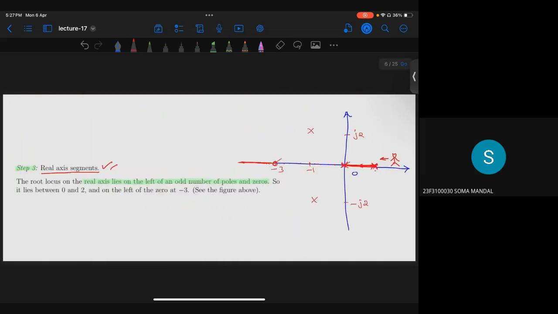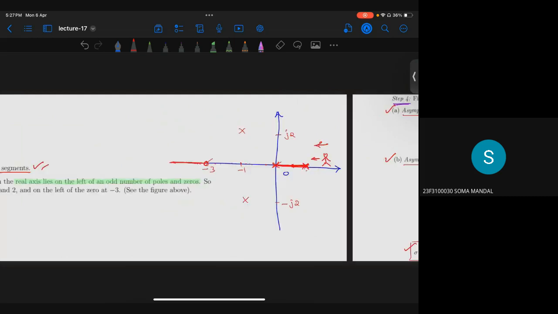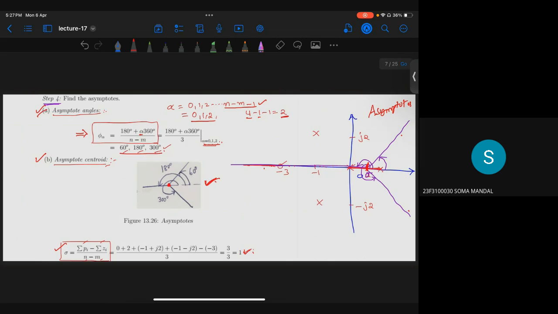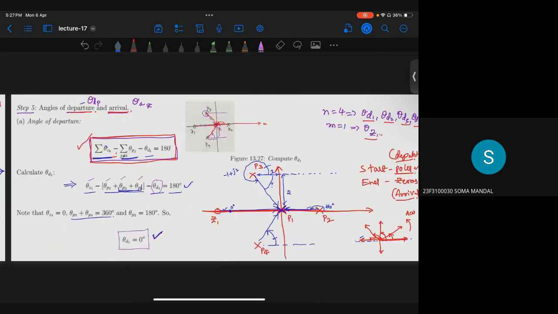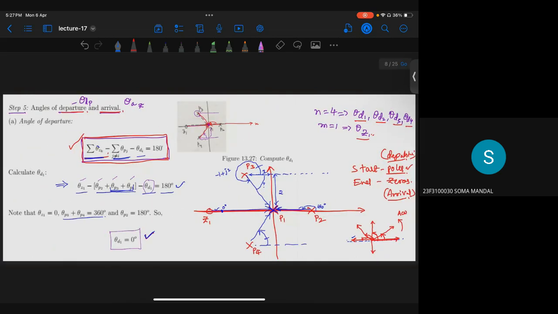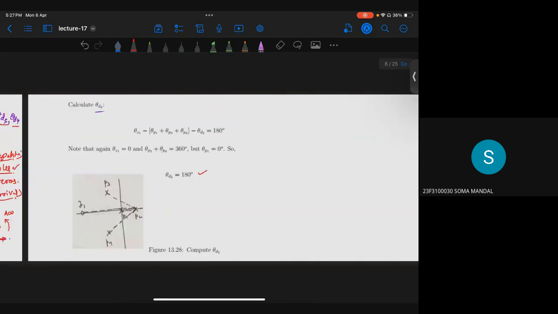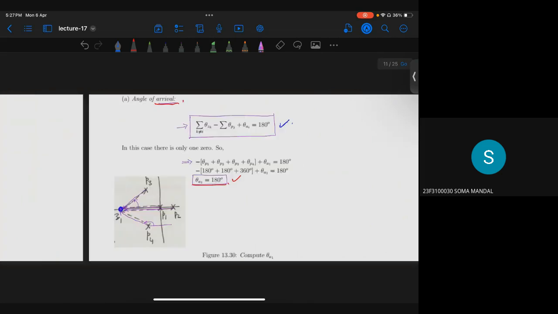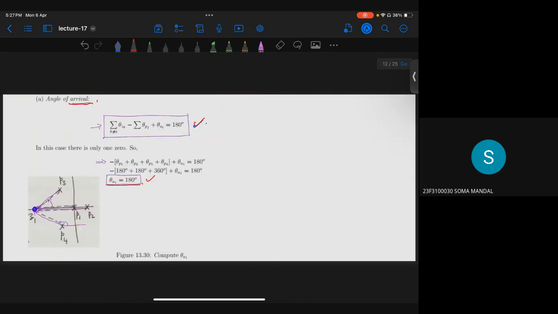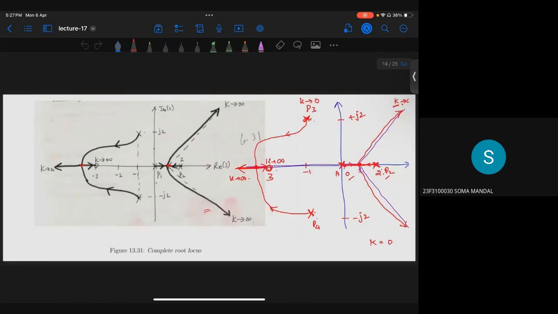If you are working from the right side onwards, going towards the left side, you can decide whether these real axis segments are part of the root locus or not. Then find the asymptotes and centroid, then decide the asymptote lines. Then find the angles of departure and the angles of arrival. Then draw the root locus.